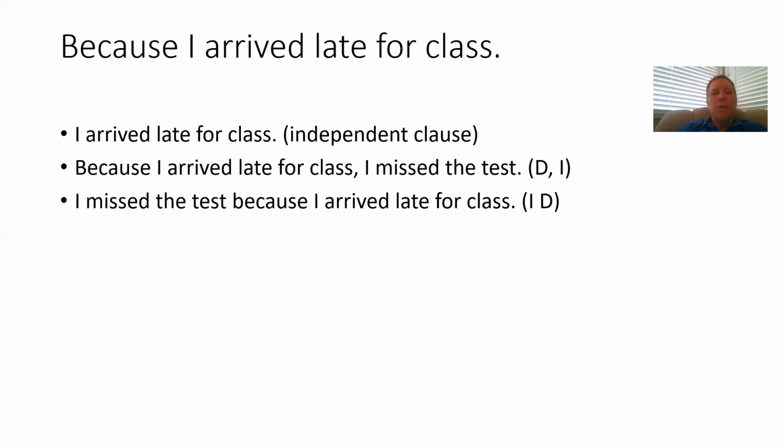Now notice a couple things about these dependent clauses. In most cases, you can use the dependent clause at the beginning of the sentence. Because I arrived late for class, comma, I missed the test. So that's D, comma, I: dependent clause, comma, independent clause. There's a little equation you can memorize. I missed the test because I arrived late for class. You can do it that way too. That's ID. The dependent clause comes second.